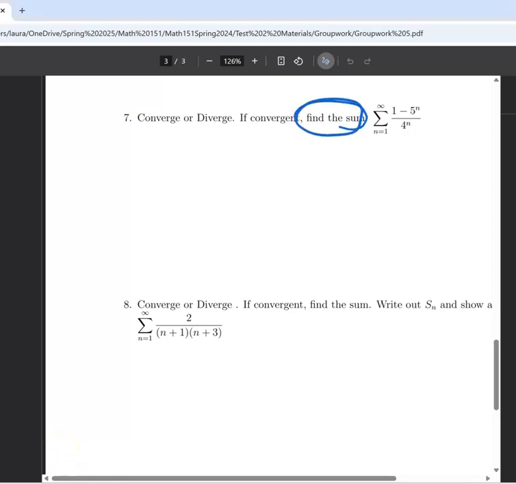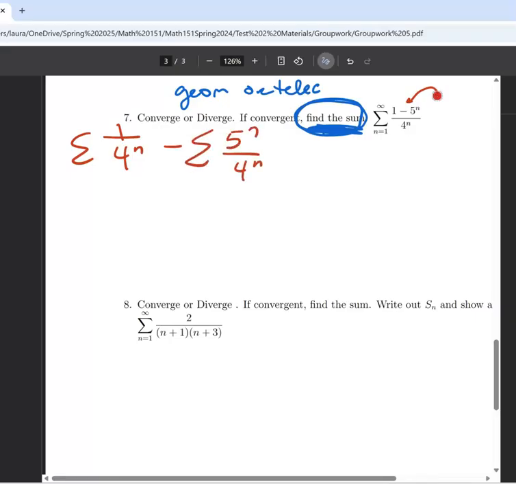Says find the sum. So make sure on a quiz or a test you're circling that to remind yourself, oh yeah, it's got to be geometric or telescoping. Geometric means numbers to the nth power. I see that. And it's necessary for you to split this up into two separate sums. 5 to the n, 4 to the n. And notice how I'm leaving off the n equal 1 to infinity. That's totally fine to do.